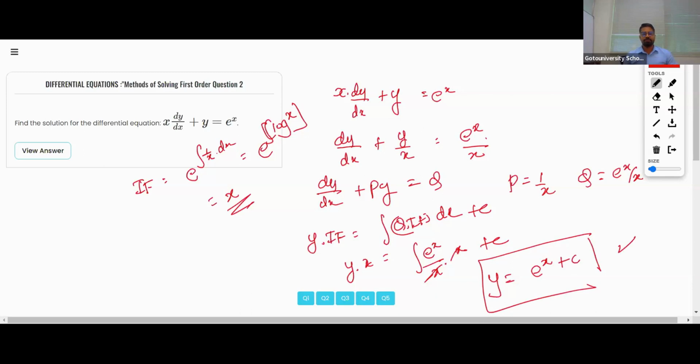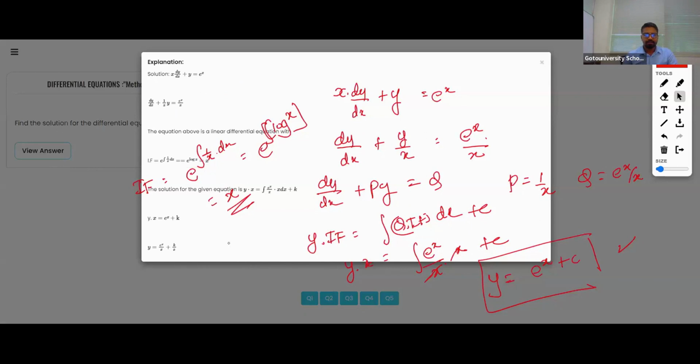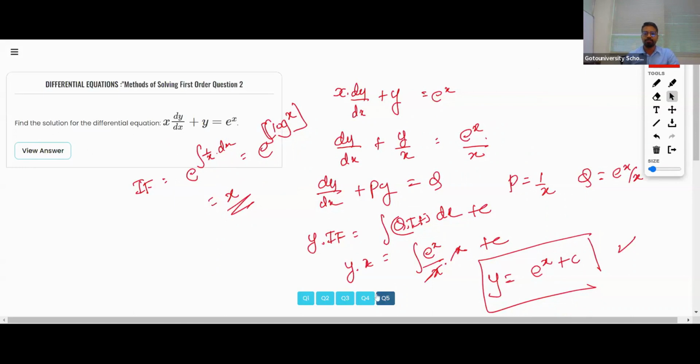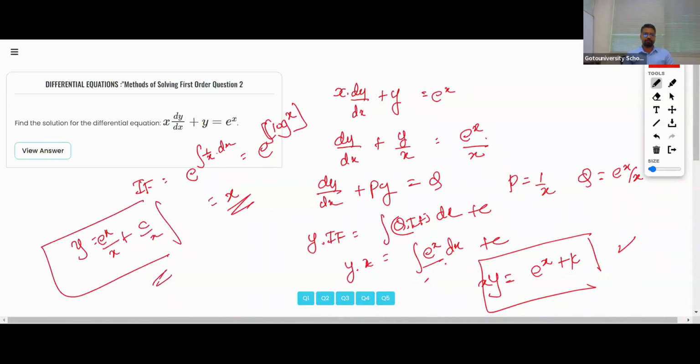That is our equation. So let's see, is this the answer for us? Yes, e power x plus c, divided by x. Why is it like this? It's because we have x here. Small correction here: once you get this, after that only we have to divide by x. So if you take x as common, it will become y is equal to e power x by x plus c by x. This is our solution.